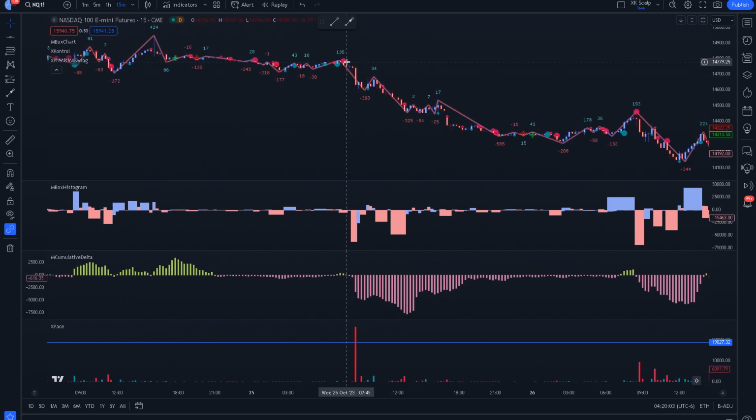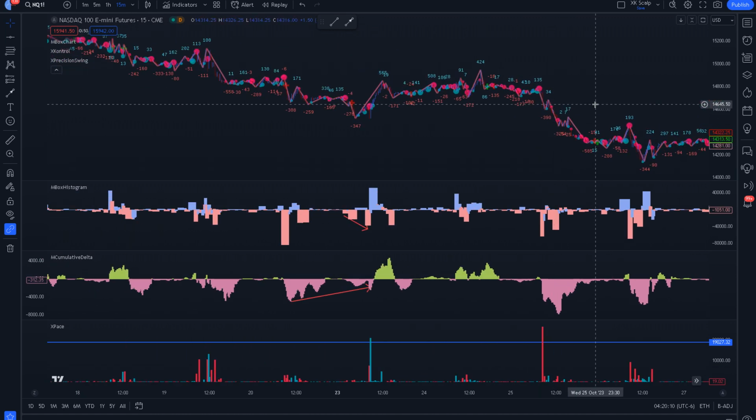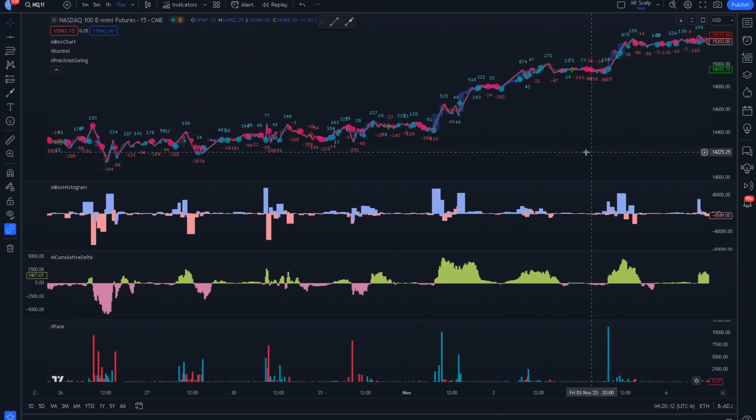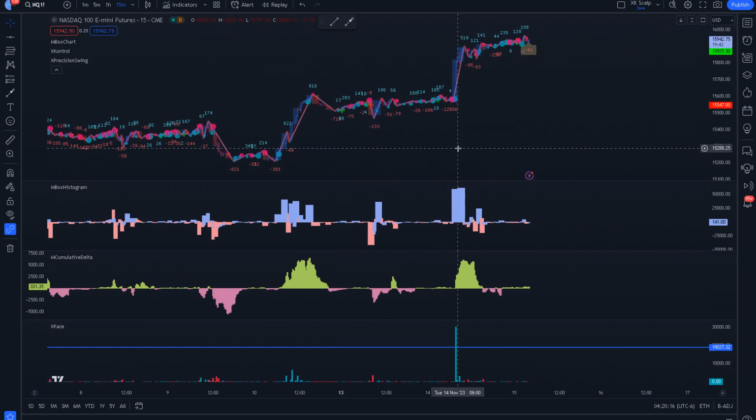And it began with this. It began with the X control of the bids even before the XPACE perked up. So actually that was pretty nice. We continue going here. This is the latest, right?